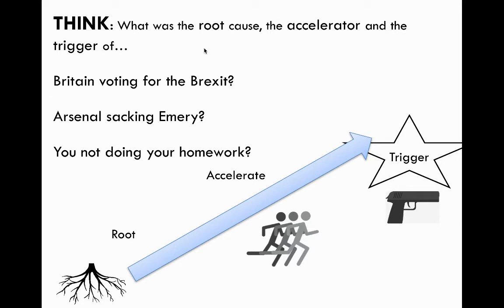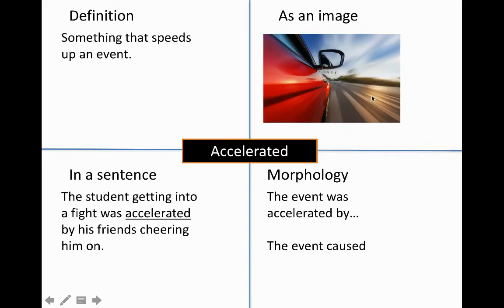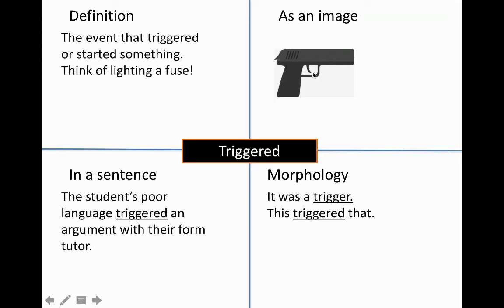If you've forgotten what they mean, I'm going to look at them now. Pause the video if you need to spend more time reading about the word. So root, and if you look at the top right image, it's the foundations or the basic origin of something. Accelerator, it's something that speeds up an event. And trigger. An event that triggered something is the lighting of a fuse, okay, the final thing that finally meant it happened.